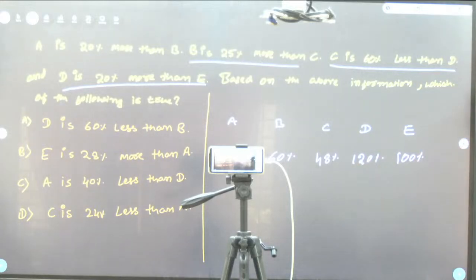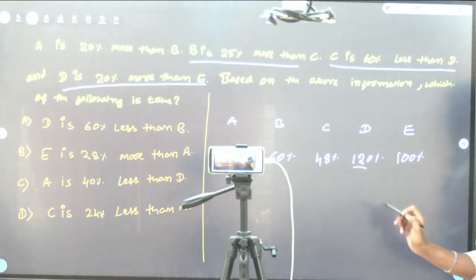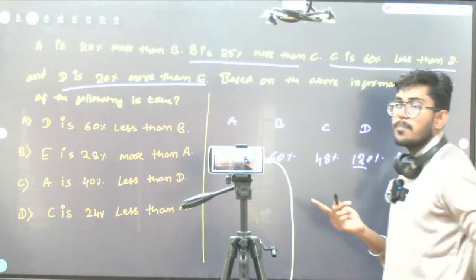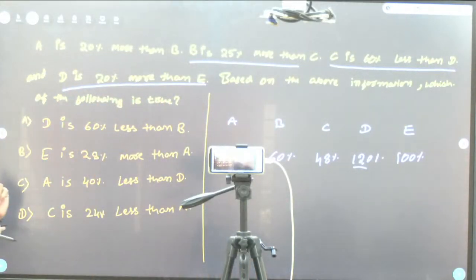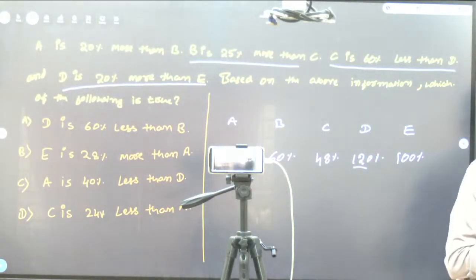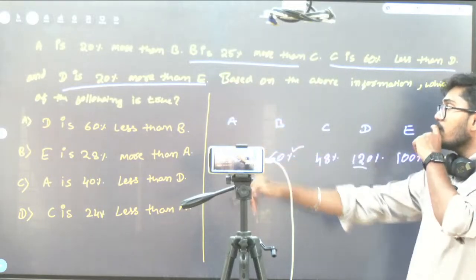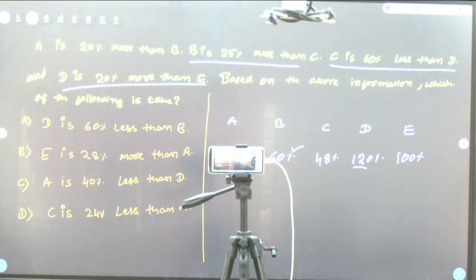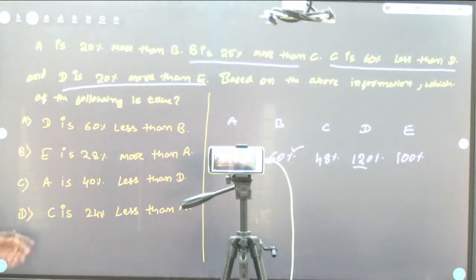Now you have to check your options. First, I am taking E as 100%. Then C is 20% more, so 120. Next, 60% less means 40% value, and 40% of 120 is 48. Next, 25% more: 48 into 125 by 100 is 60. Now A is 20% more, so 60 into 120 by 100 is 72. Now compare your options.